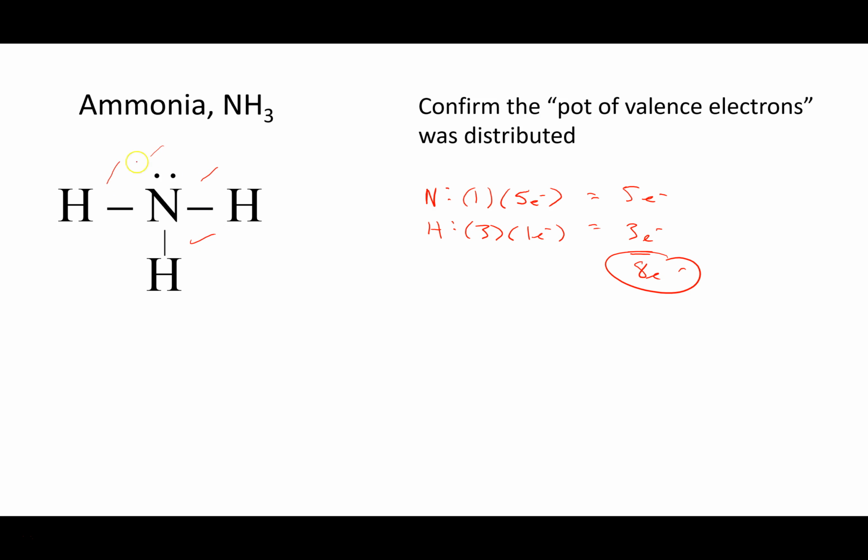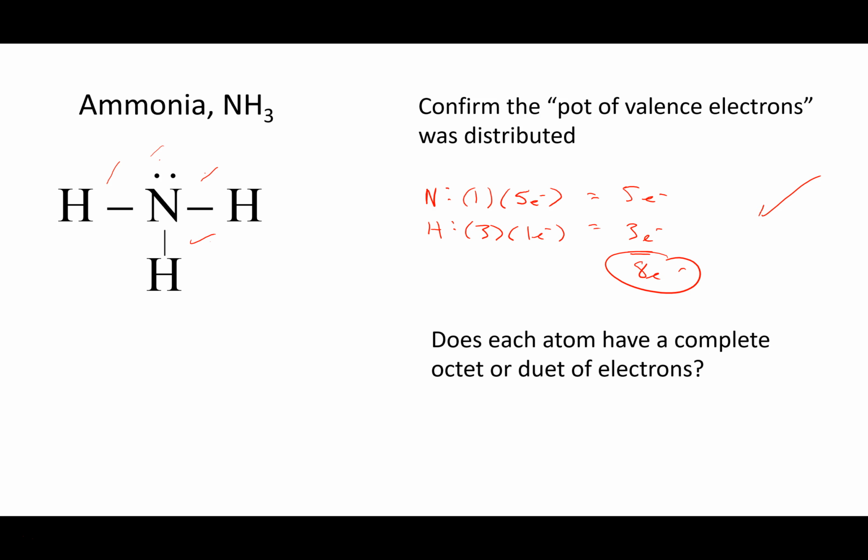I think so. 2, 4, 6, 8. Yep, so that is indeed correct. Does each atom have a complete octet? What wants a duet? What do I mean by duet? 2, yep. So what wants 2? Hydrogen just wants 2. What rare gas, inert gas, group 8A element, has 2 electrons if it's neutral? Helium, yep, that's helium.